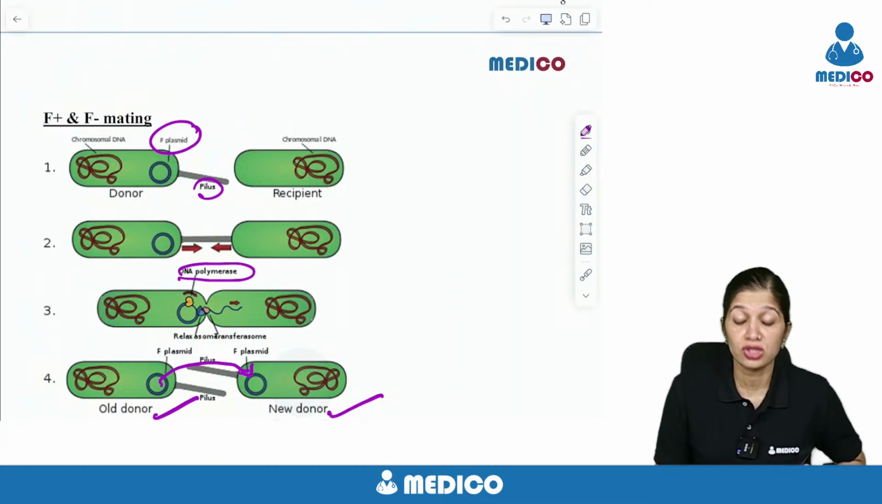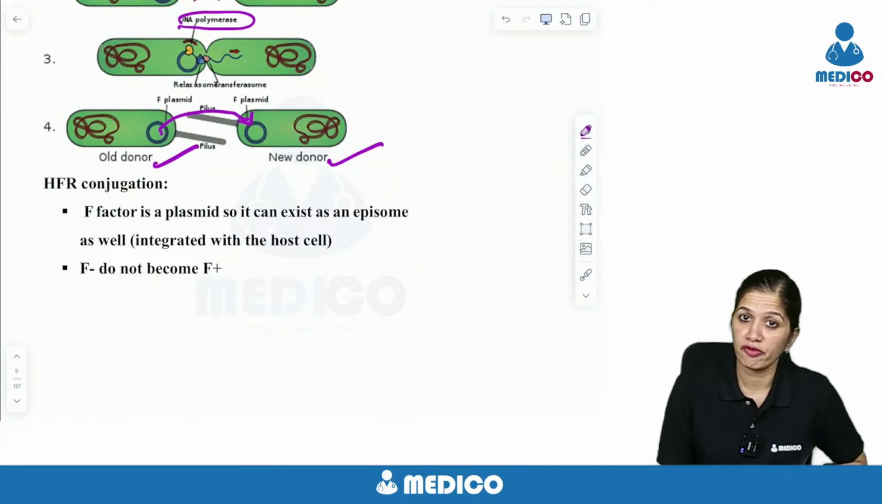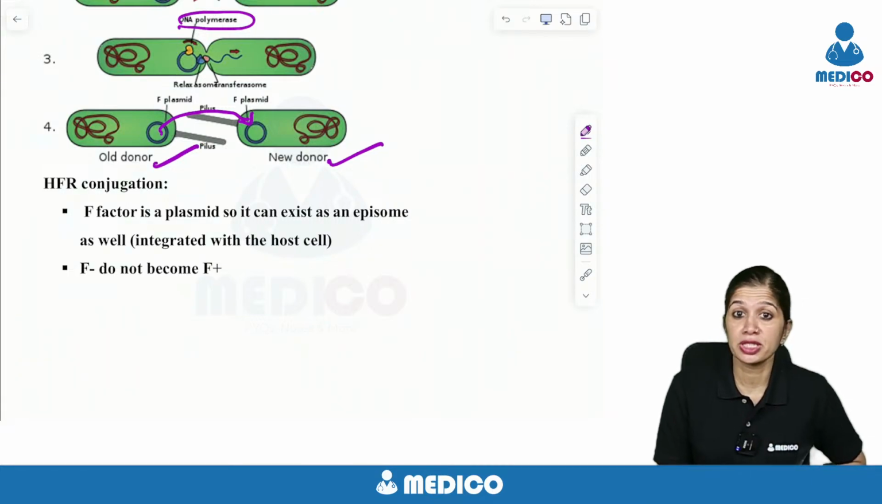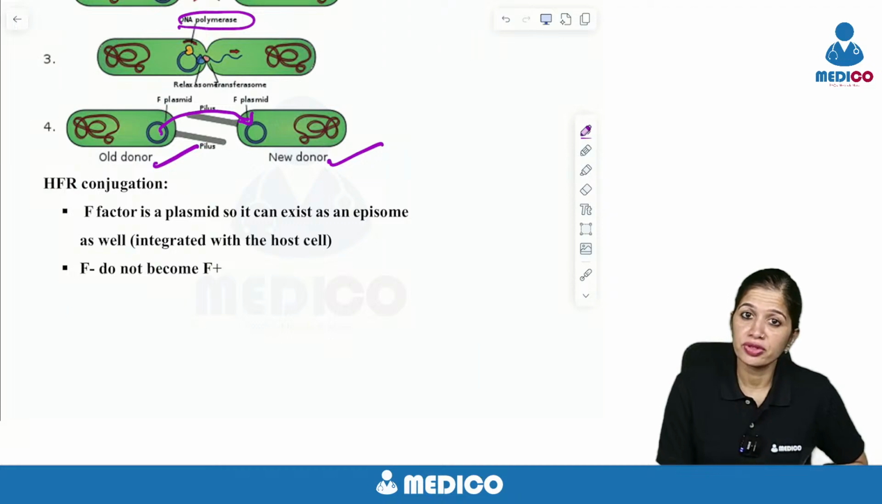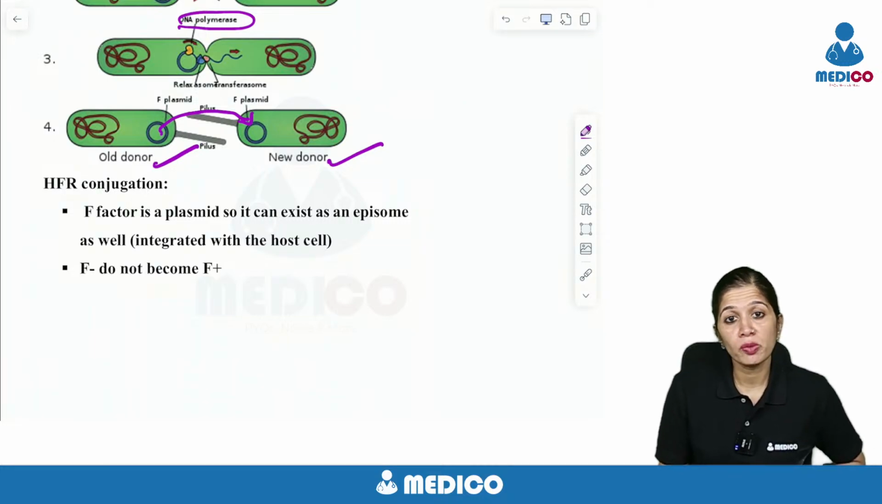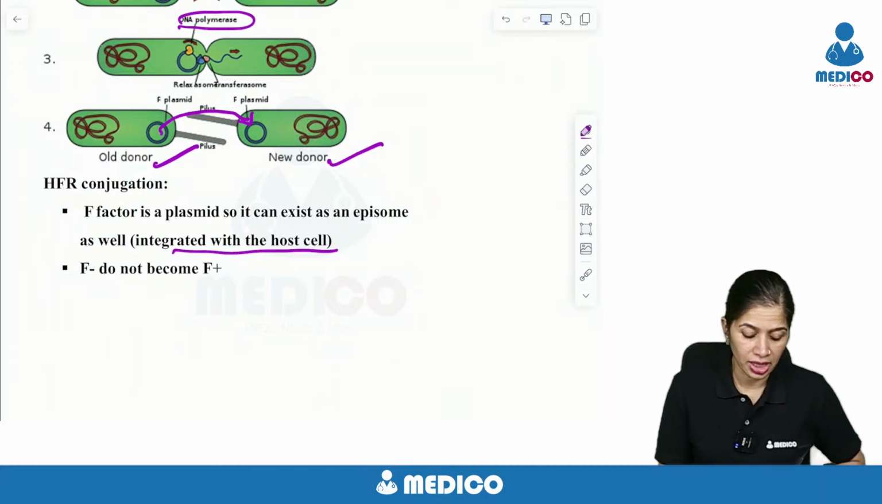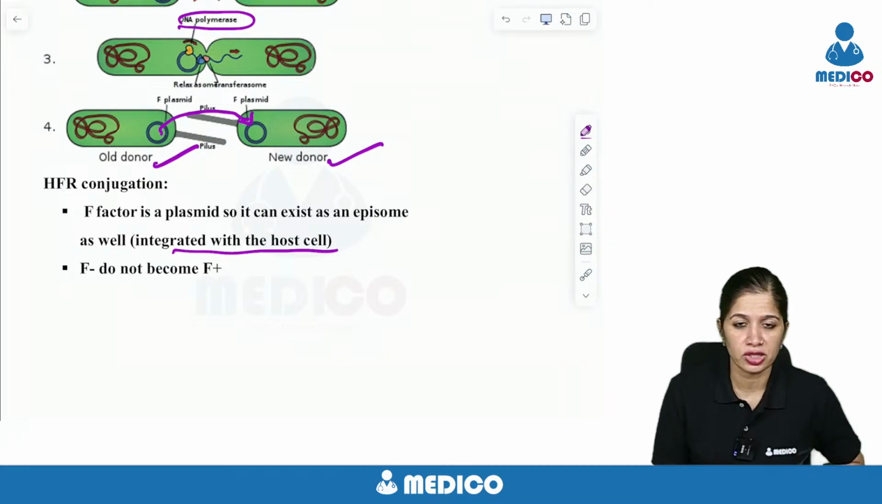Next one is HFR conjugation. So what happens is you are seeing that the F factor is actually existing as a plasmid, but it can also exist as an episome, correct? So what is the difference? A plasmid is an extra chromosomal genetic element that's capable of autonomous replication, whereas an episome is when that particular plasmid is integrated with the host cell DNA. So in such a case, that cell is called an HFR cell.